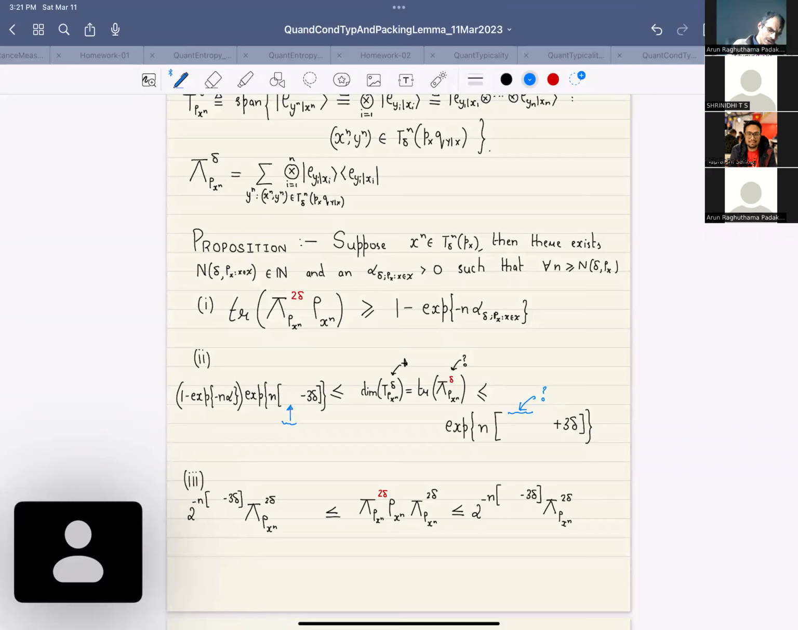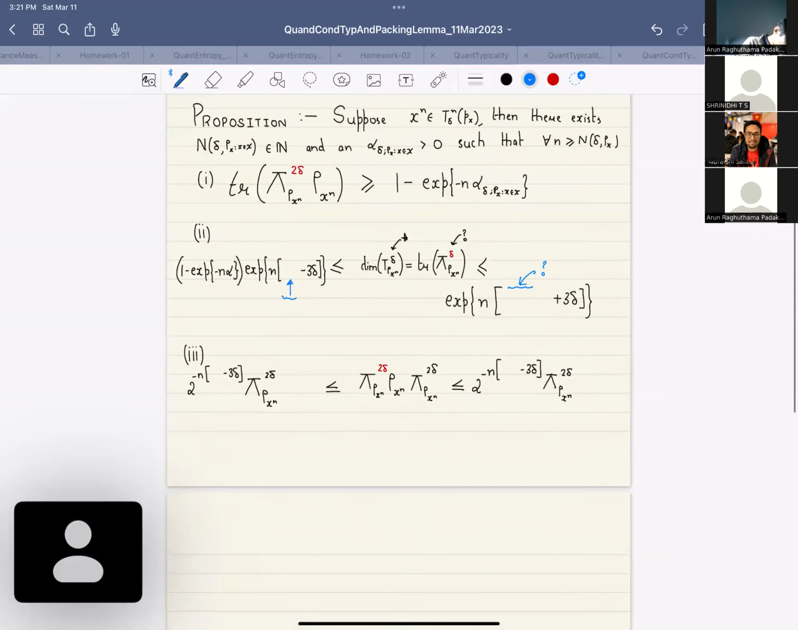So what is this? Tejas, any guess? I think it would be S of rho n and then something. Normally, go back to the classical. That's why I tried to do the classical very carefully. In the classical, we would have H of Y given X. The Y here is sort of the sequence.